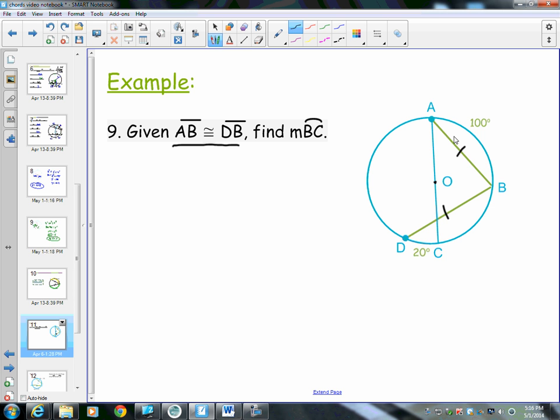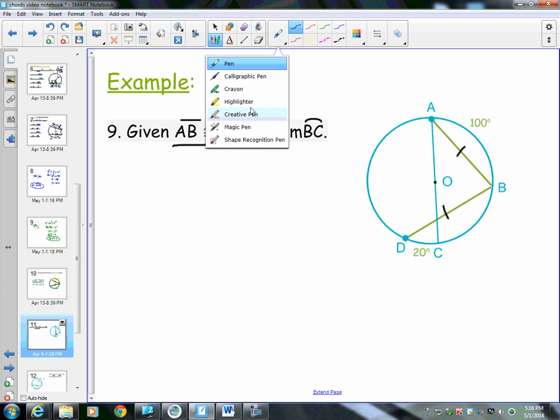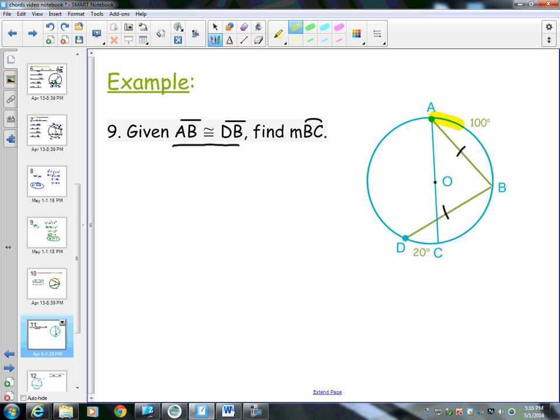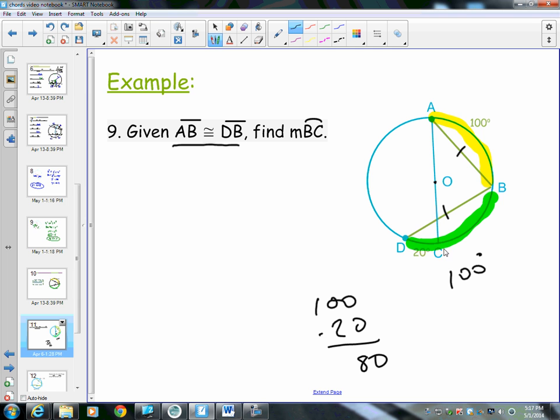Again, if two chords are congruent to each other, I'm going to use a highlighter again. AB, their included arcs, are also congruent. So if AB is 100, that means that DB has to be 100 degrees. But I already know that DC is 20, so I'm going to say 100 degrees minus 20 degrees and get 80 degrees for CB. It did turn out that CB was 80 degrees. It happens to be like that. And because it's 80 degrees, it does tell us that AC would then become a diameter. But at the beginning of the question, we didn't know that, so we could not use it.